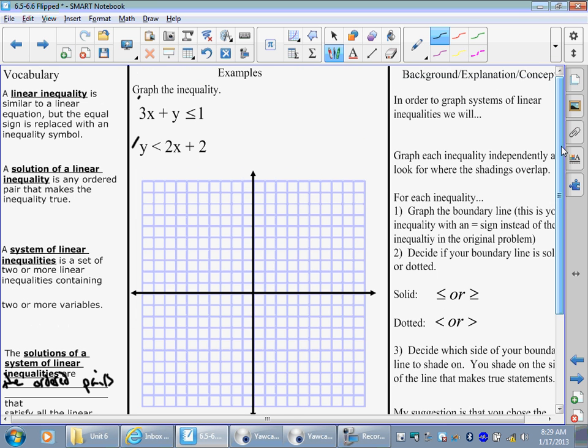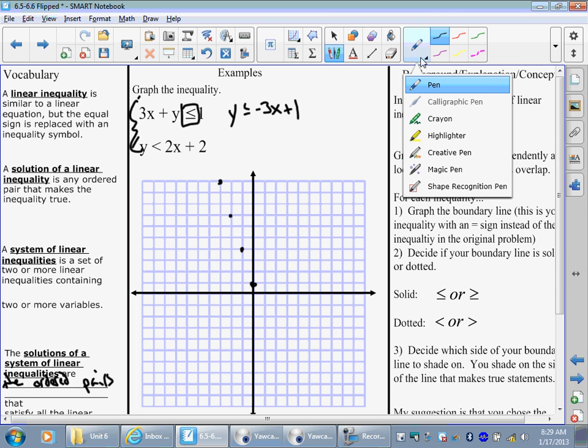So, we need to come up with shading that shows me where all the ordered pairs are that make both of these true. So, let's get started. How do we graph this one? Well, it might be easiest if we convert this to slope-intercept form. So, the y-intercept is 1, the slope is -3. It means I can go up 3, and I go left 1. Up 3, left 1. Now, is that going to be solid or dotted? Well, my symbol here includes the equal to, so it's going to be solid.